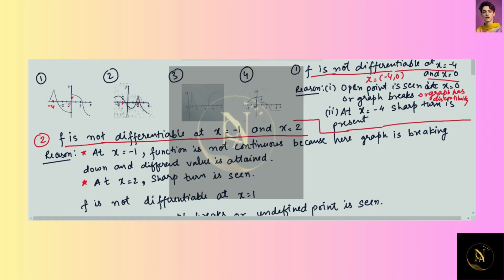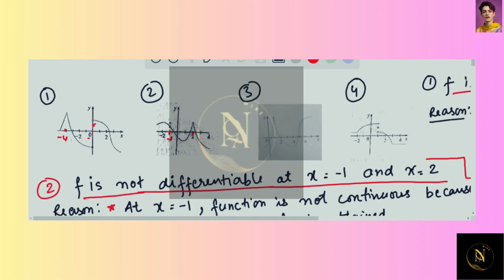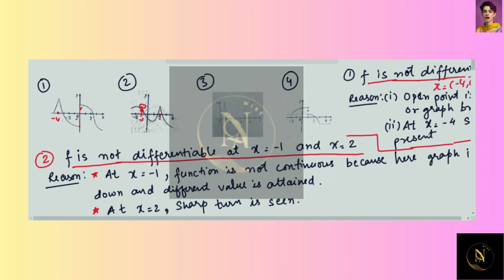at x equals minus 1 here, the graph is breaking. You can see here like this is not a point, right? In the first graph you can see this is a filled point, and this is not a point, this is a break of the point, right? So we cannot say this is a point, this is also breaking. So that's why this is not differentiable, right?